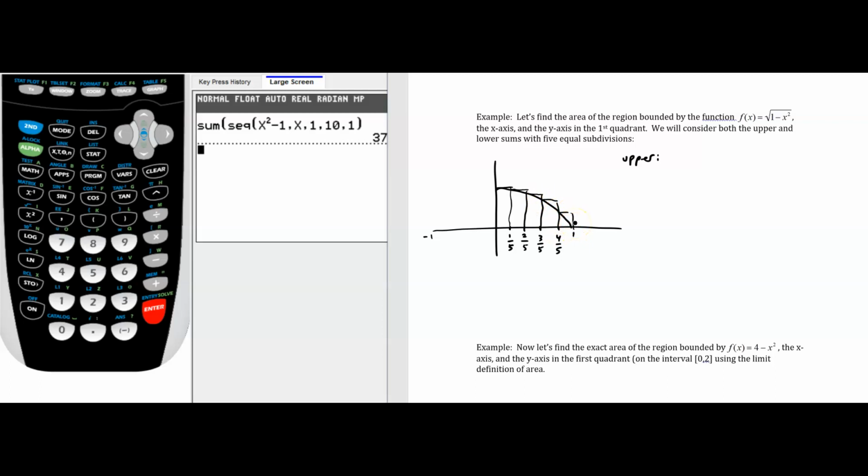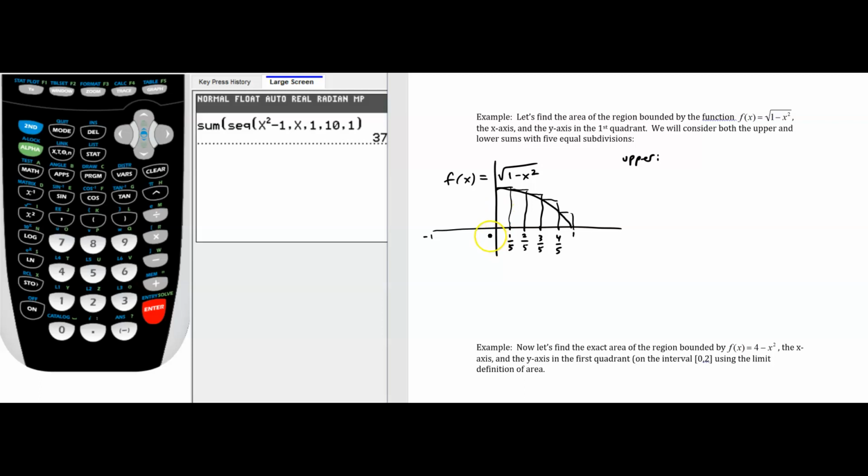And I'm just going to apply some basic areas now. So we've got 5 rectangles. Let's do base times height a bunch of times. And we know that the height is the y value of the function. And our function, f of x, to get any y value, we would always take the x value and just plug it into root of 1 minus x squared.